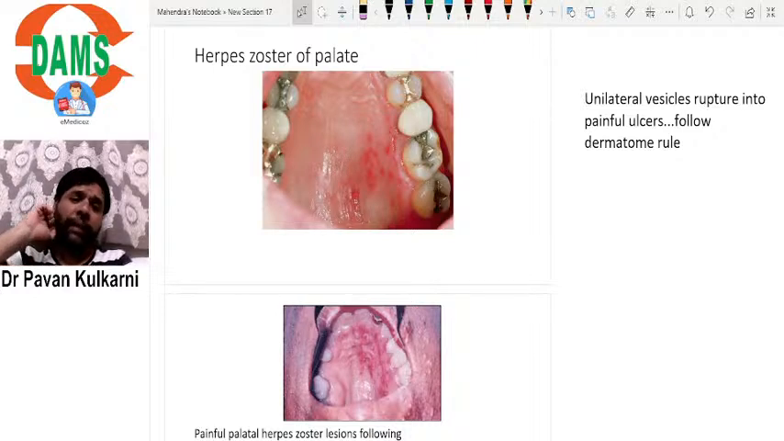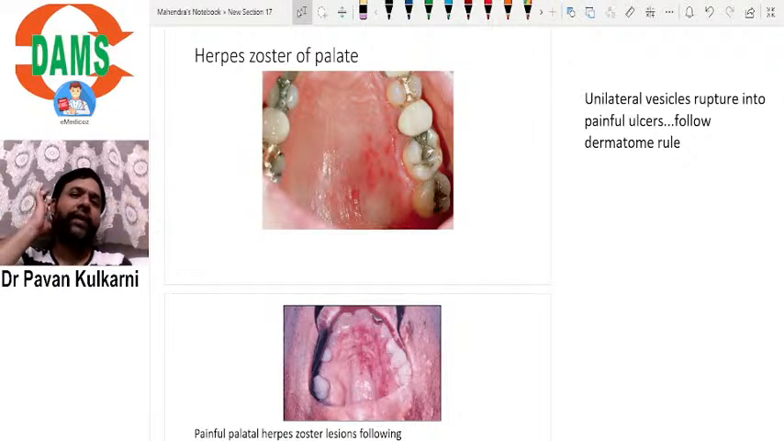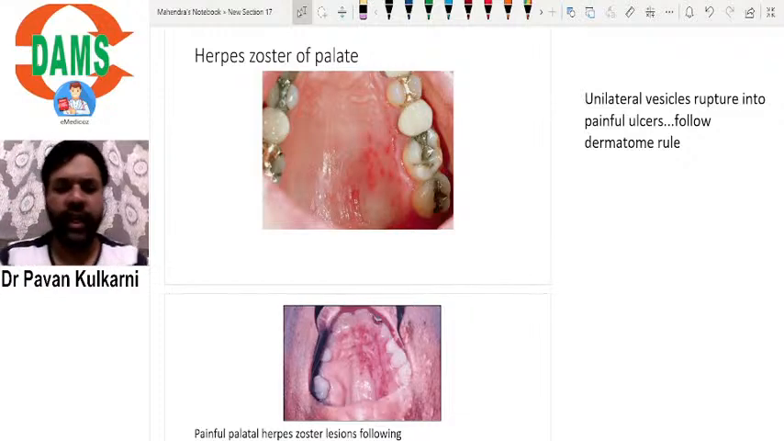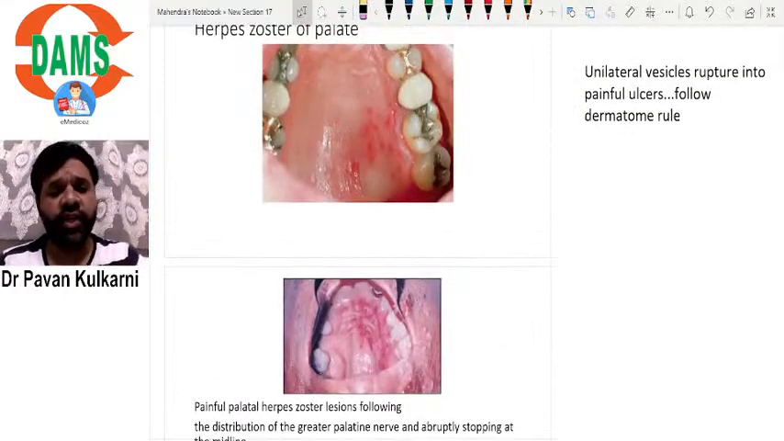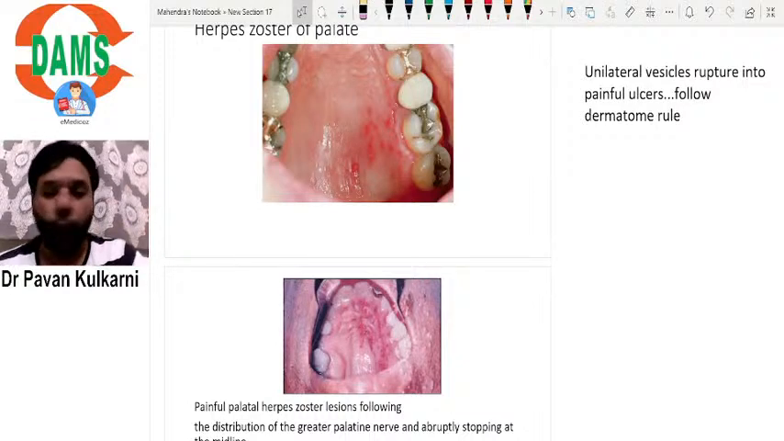The dermatome rule is very simple. It states that the vesicles will occur on the mucosa in the region where the nerve supplies. That is the uniqueness of herpes zoster. Remember, it is unilateral and strictly follows the dermatome rule.